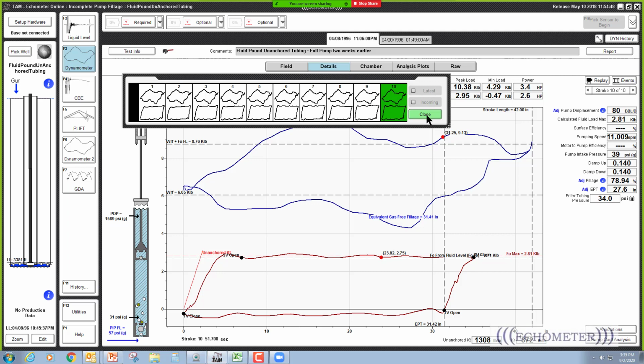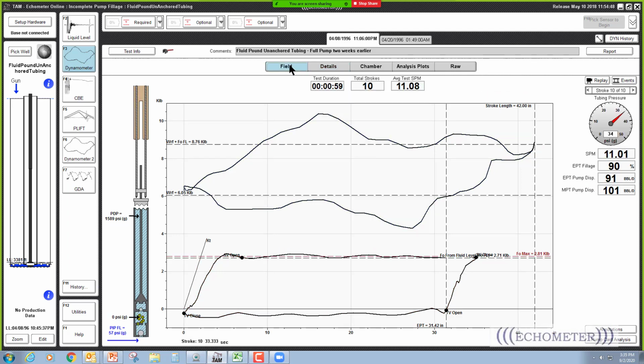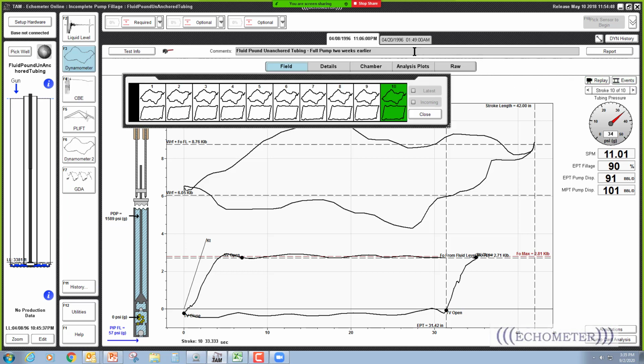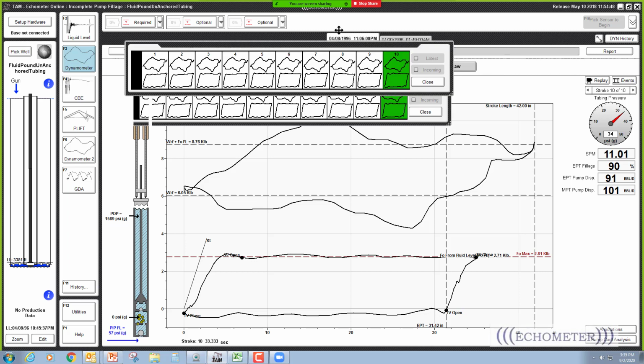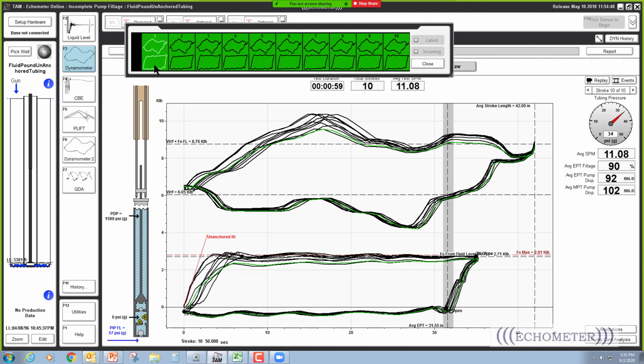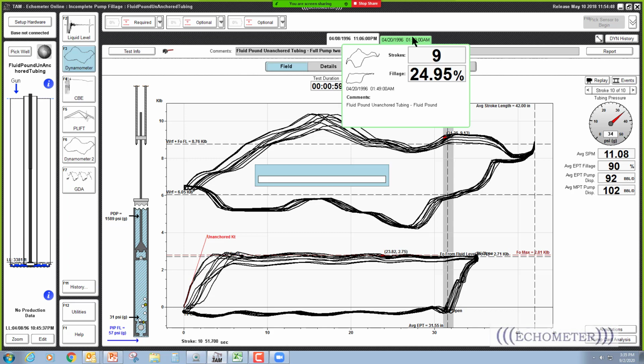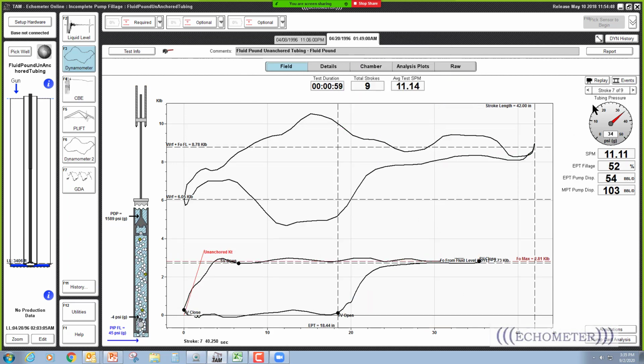Now, if we go to the field view and bring up the event viewer, we can overlay all these strokes and compare them if we would like. If we click on stroke number 10 and hold down the shift key and click on stroke number 1, that highlights all the strokes, and we see that all of these 10 strokes have the same pump fillage and they're full.